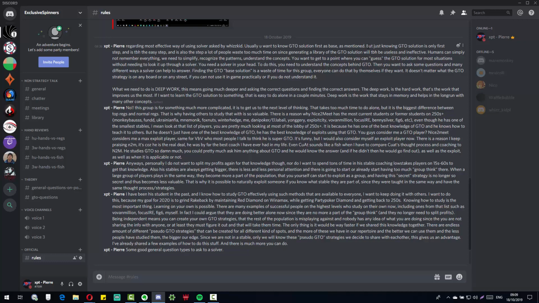But yeah, just knowing the GTO solution is only the first step, and to be honest, it's the easy step. It's also the step a lot of people waste too much time on, since generating a library of GTO solutions will, to be honest, be useless and ineffective. Maybe you think I haven't worked with solvers before. Actually, that's kind of far from the truth.